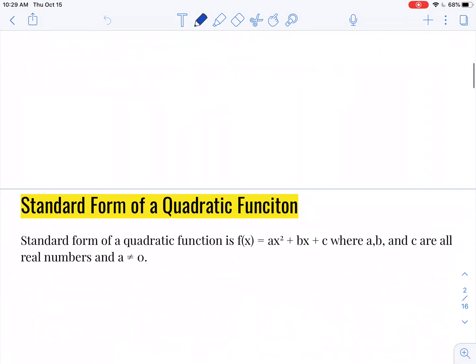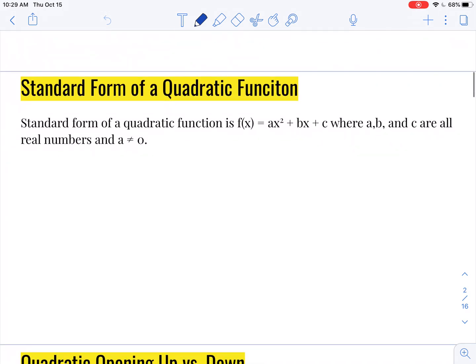So, standard form of a quadratic function is f of x is equal to ax squared plus bx plus c, where a, b, and c are all real numbers and a cannot be equal to 0. If a is equal to 0, then you're looking at a linear equation. So anytime you have x squared as your base, you're looking at a quadratic function. We already learned that based off our parent functions. But this is standard form. Obviously, our quadratics, we're not always working with just an x squared. We can move from there.